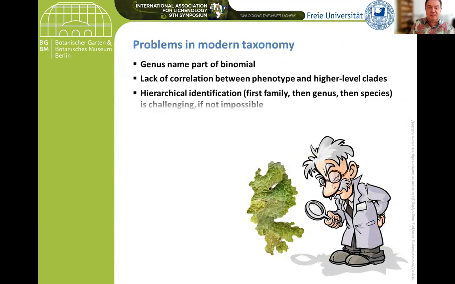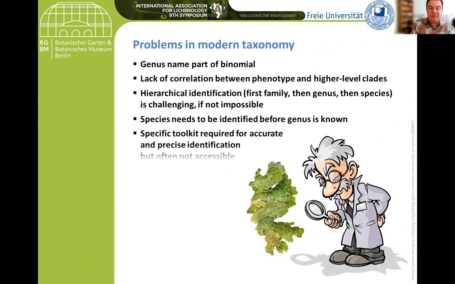So what are the problems in modern taxonomy? Just to summarize, we have the genus name as part of the binomial. We have, in some cases, a lack of correlation between phenotype and characters in higher level clades. With the typical hierarchical identification, we first go, for example, to family, like we do in plants, and then the genus and species is often challenging, if not impossible, in some cases. So it leads to the fact that species need to be identified before the genus is actually known. And there are specific toolkits required for accurate and precise identification, and these are often not accessible.